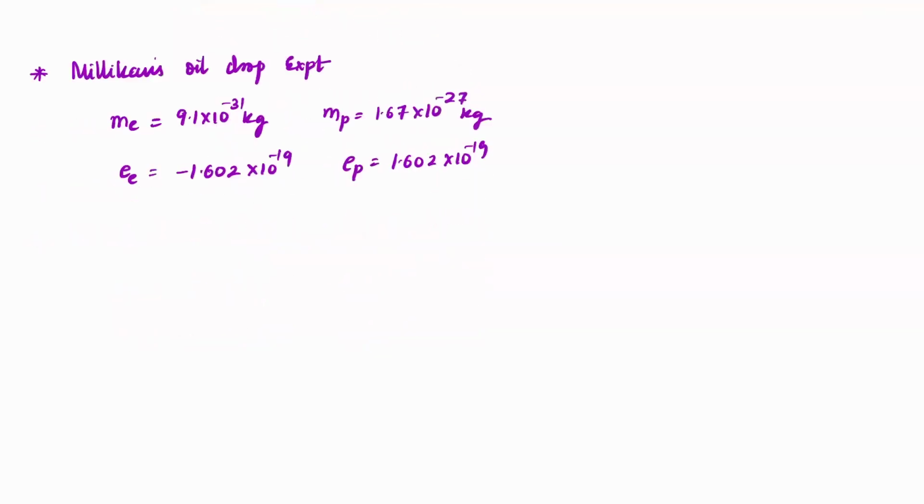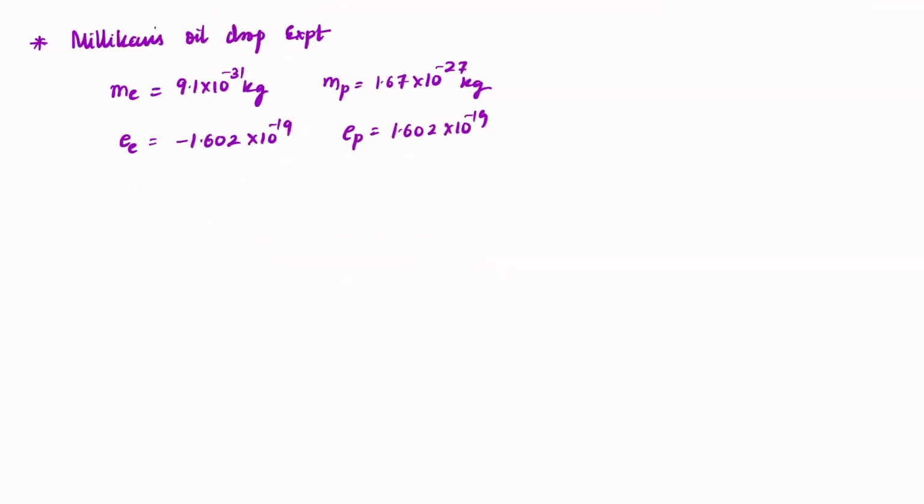Again, we will not have to go into much detail about Millikan's oil drop experiment. That will not be asked much in JEE. Next, we learned about elemental representation. That is how to represent the elements.